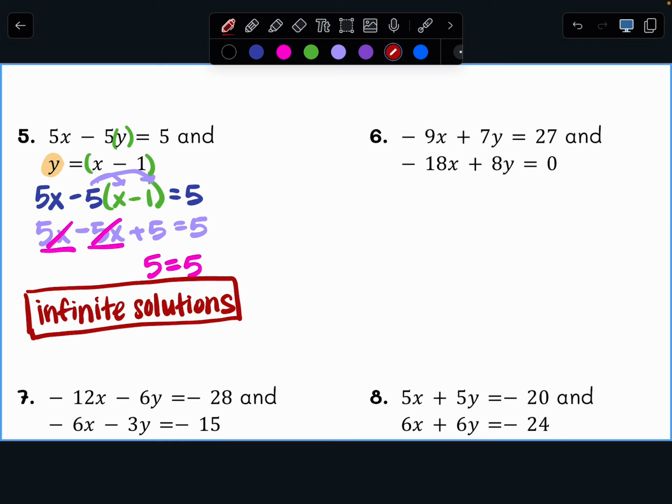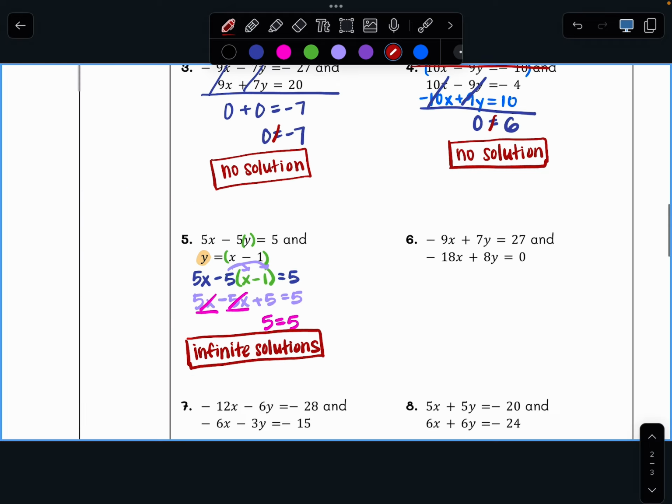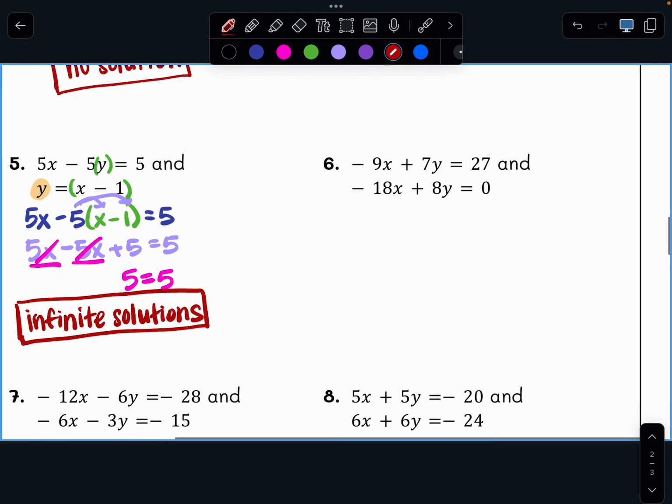Number 6. Since both these equations are in standard form, I think I'll use elimination again, but I need some opposites so that one of the variables cancels out. If I multiply the top equation by negative 2, that will give me a positive 18x, which would help me eliminate x. So I'm going to multiply by negative 2.